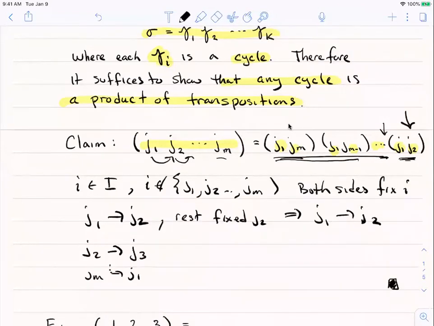Okay, so my proof is that both sides of that factored into transposition permutation do the same thing to every index that occurs, so they're the same permutation. Okay, so that's my proof.